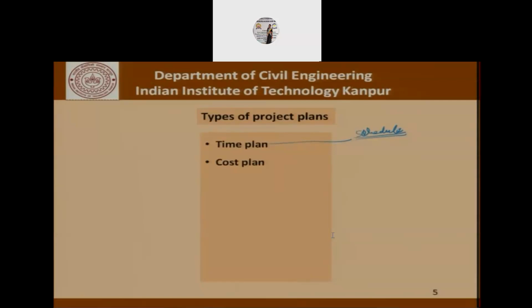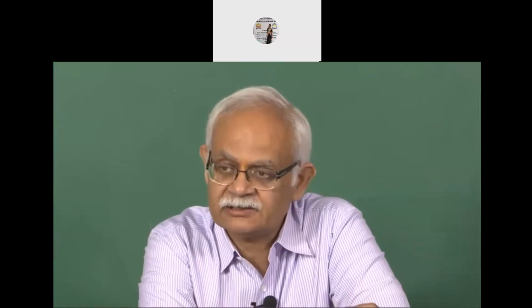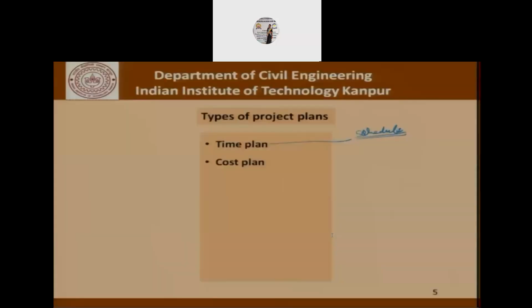Then there is the cost plan. How much is the project going to cost? What is the kind of cash flow that we need? If we want to accelerate the project, try to complete the project earlier, what is the additional cost that we need to incur, and so on.